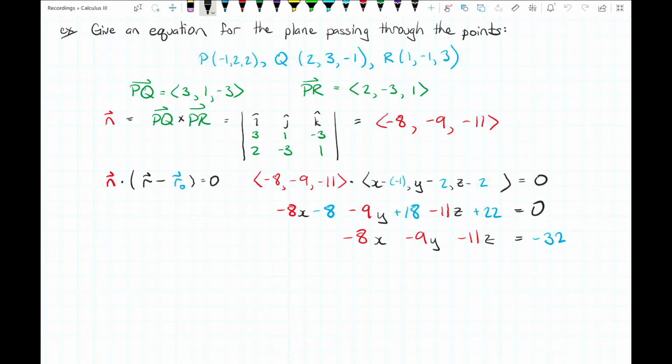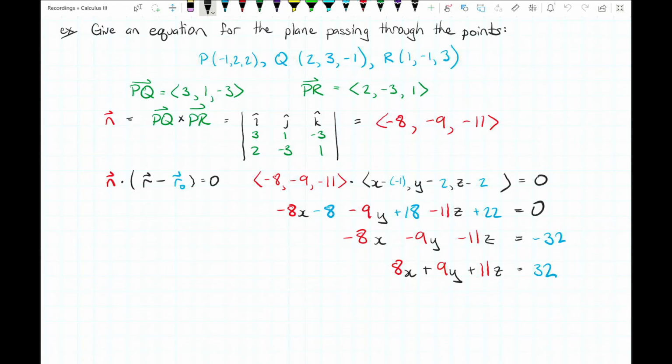So maybe it's just better to multiply both sides of the equation by -1, and that'll give us the equation 8x + 9y + 11z = 32. Of course, any scalar multiple of that equation would be an equivalent equation for the plane. All right, why don't we take a look and see what that looks like over in Maple now so you get a better visualization.